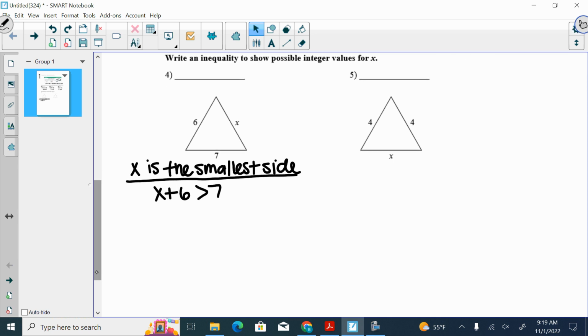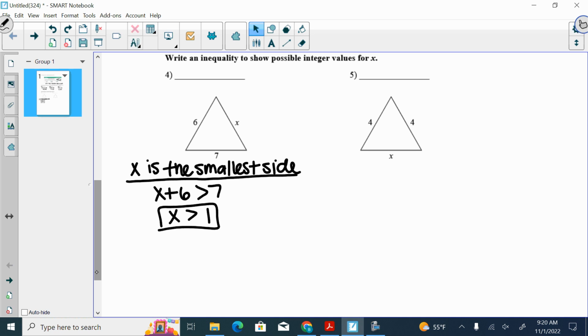Okay, so now I just need to determine what values of x would make this statement true, or basically solve for x. So if I wanted to get x by itself here, what am I going to do? Subtract 6. Right. I'm going to subtract 6. And what is 7 minus 6? 1. So in other words, x could be any number as long as it's larger than 1, and it would make this statement true. Right? All right, so x definitely has to be bigger than 1.